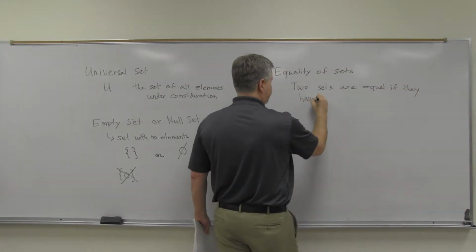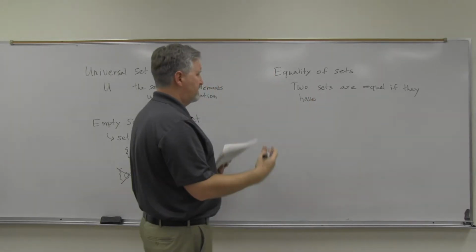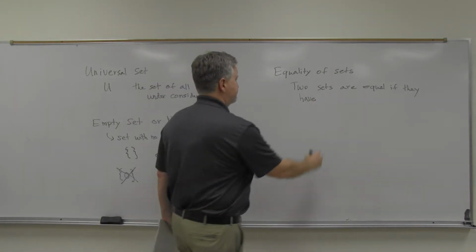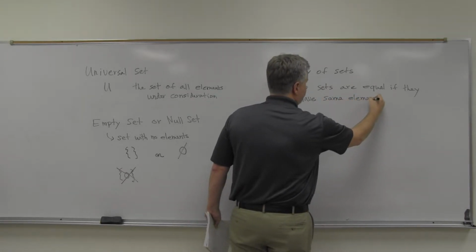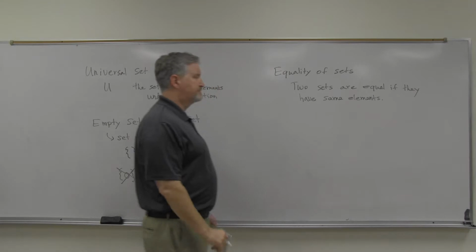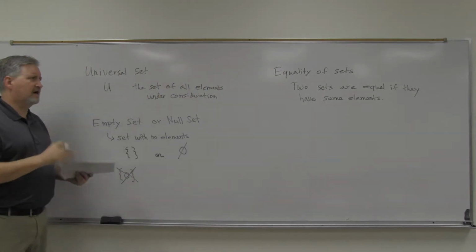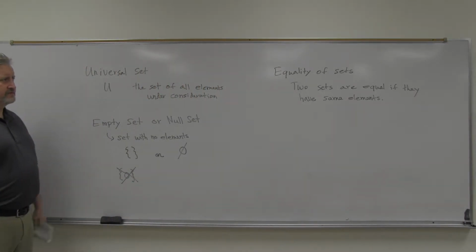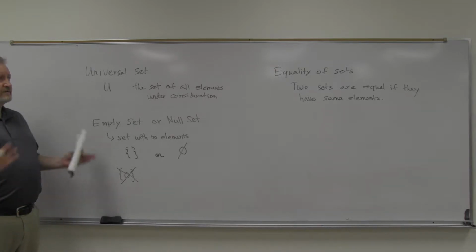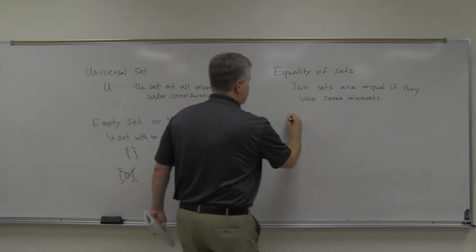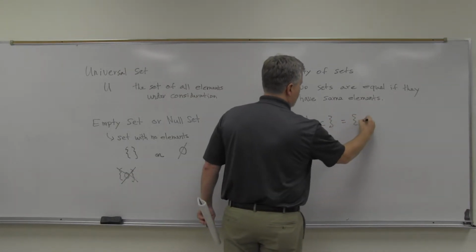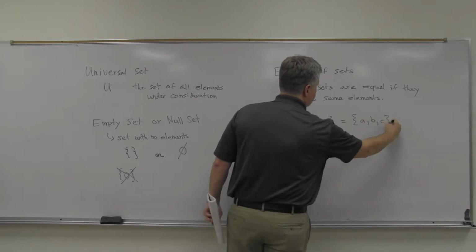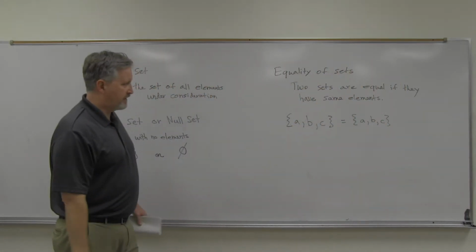But there are some things to talk about here, though. That may not be quite what you think they should be, but two sets are equal if they have the same elements. All right, so the set ABC equals the set ABC. No problem there.